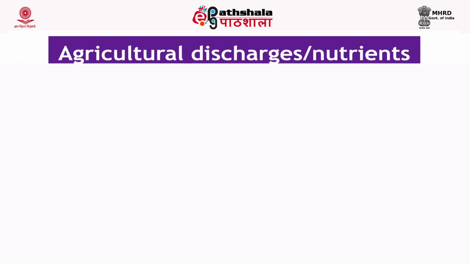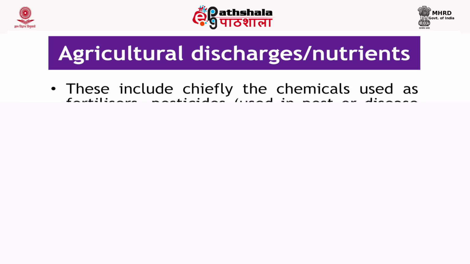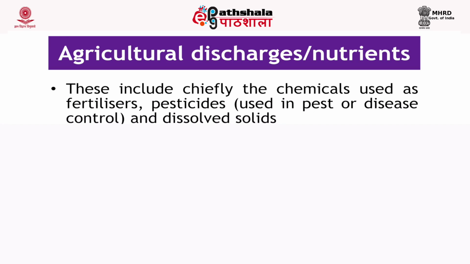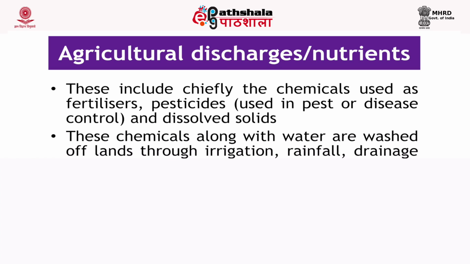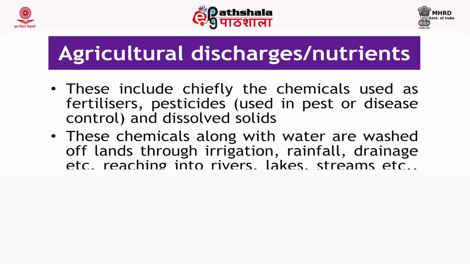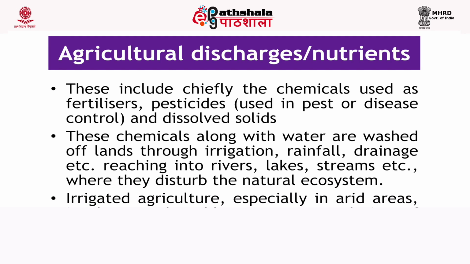The next surface water pollution is from agricultural discharge, and they include chiefly the chemicals used in fertilizers, pesticides and dissolved solids. These chemicals along with water are washed off through irrigation, rainfall and drainage, and reach rivers, lakes and other water bodies like streams, where they disturb the natural ecosystem.